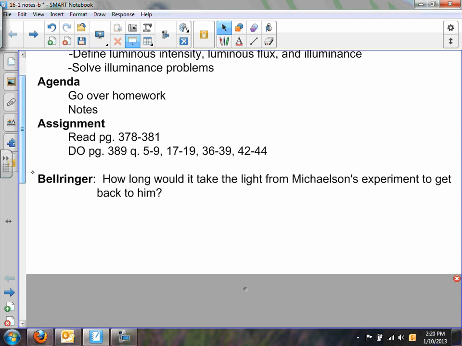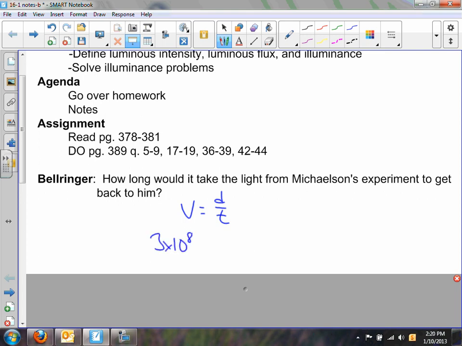So if you look at our bell ringer, how long would it take light from Michelson's experiment to get back to him? Well, we know that the distance between the two mountaintops was 35 kilometers, and velocity is distance divided by time. So if my speed of light is 3 times 10 to the 8th meters per second, and the distance was 35 kilometers, which is 35,000 meters, and you have to go from one mountaintop and back, the total distance would really be 70,000 meters.